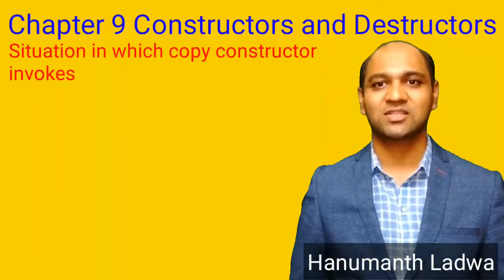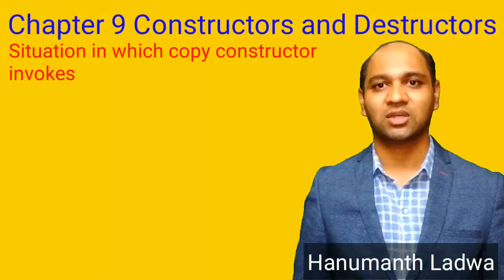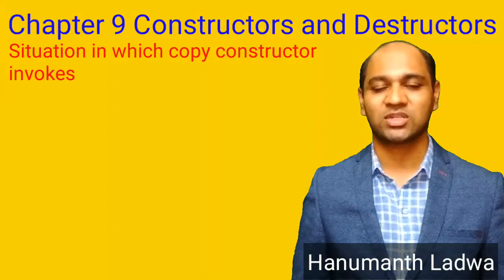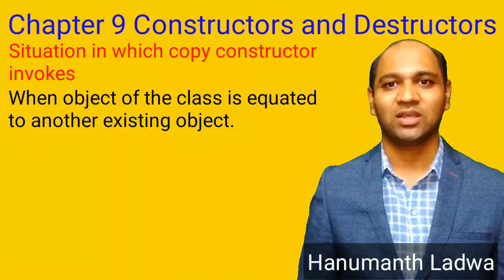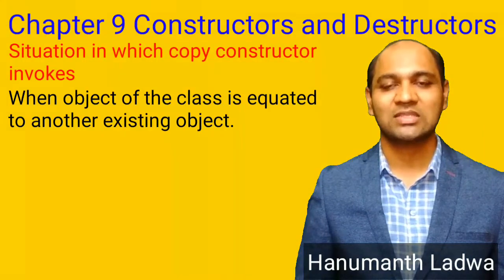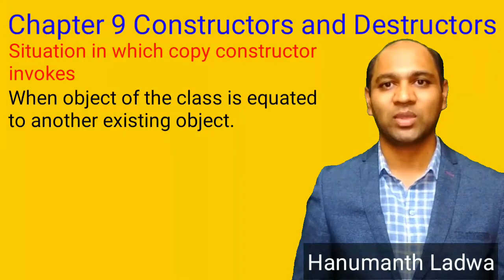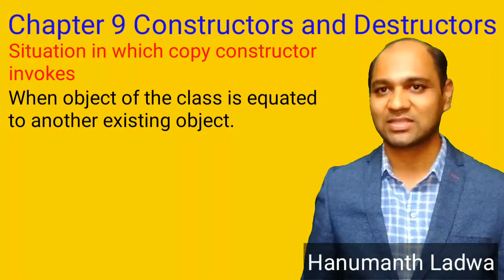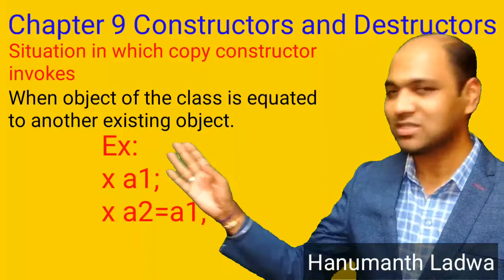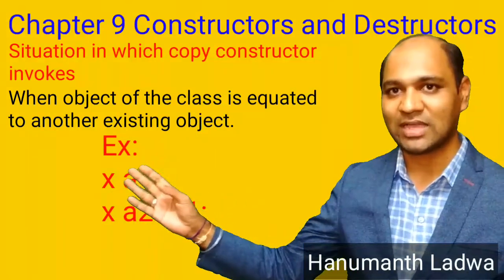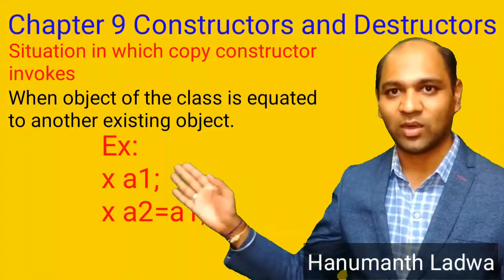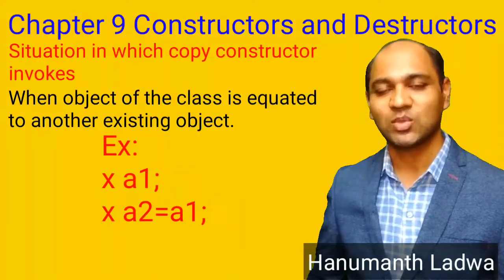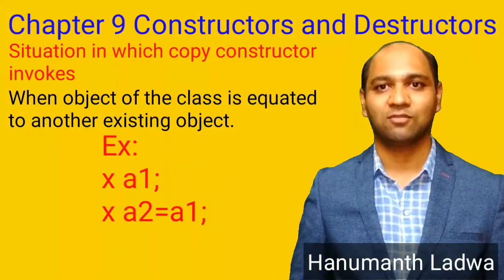Now let us study the situations in which the copy constructor is invoked. The first situation is when the copy constructor is invoked automatically when an object of the class is created and equated with another existing object. Now we will see an example. Here we will write X a1, and then we'll write X a2 = a1. So a1 is equated to a2. In this situation the copy constructor is invoked.